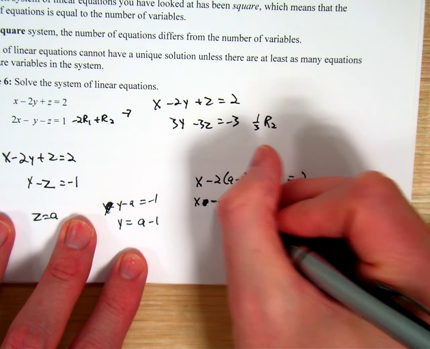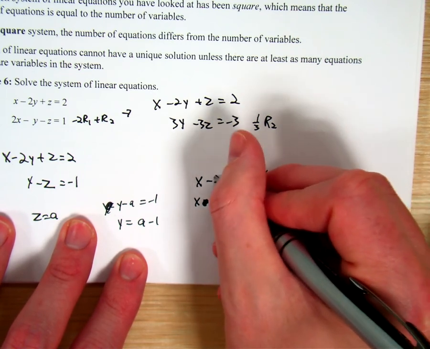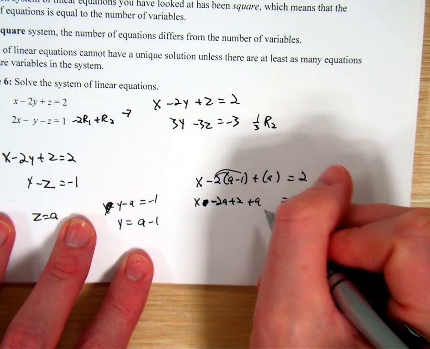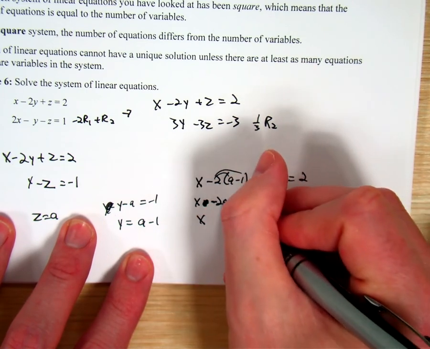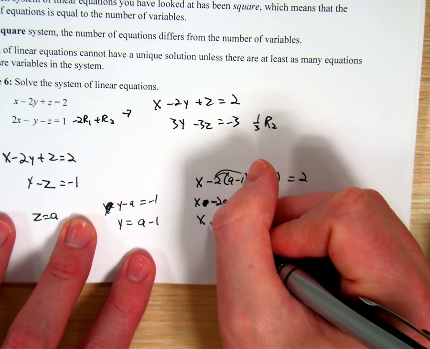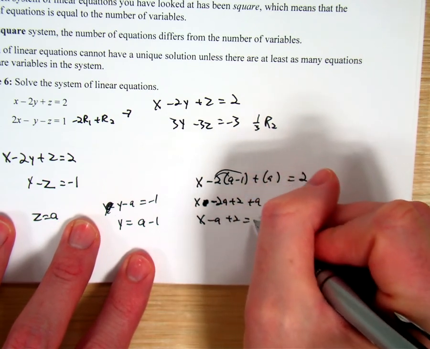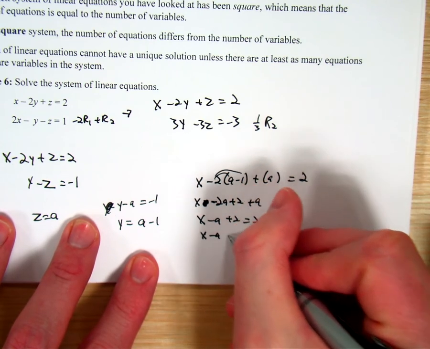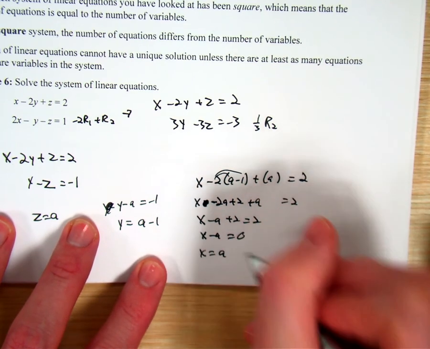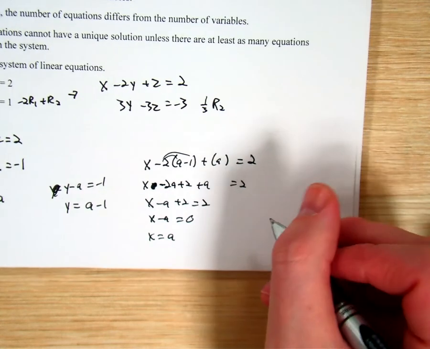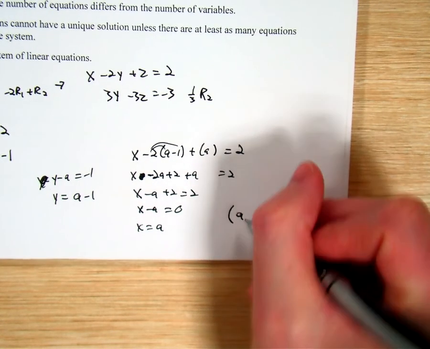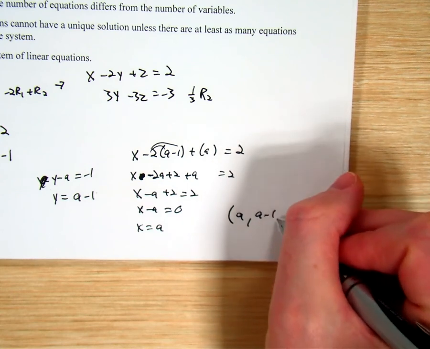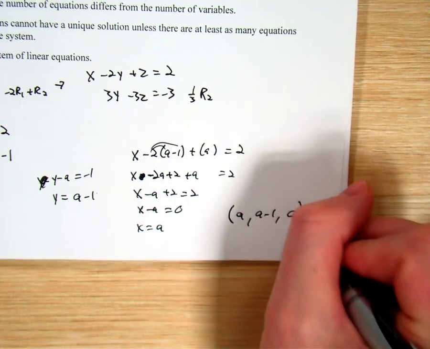I keep wanting to go with that equals, don't I? Minus 2a plus 2 plus a equals 2. So we'll have x, put these two together, minus 1a. We're going to subtract the 2 over, we get 0, add the a, x equals a. So our coordinate triple will be of the form a for the x, a minus 1 for the y, and a again for the z.